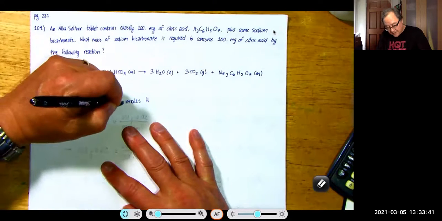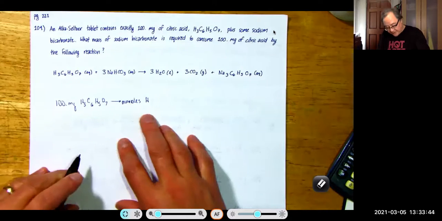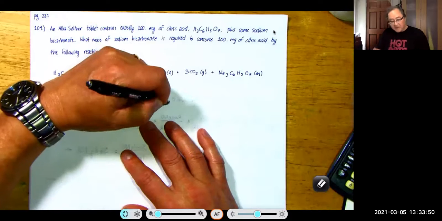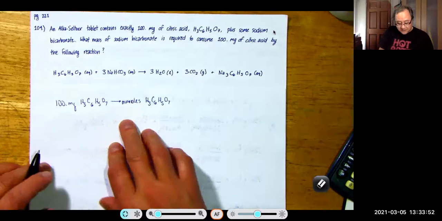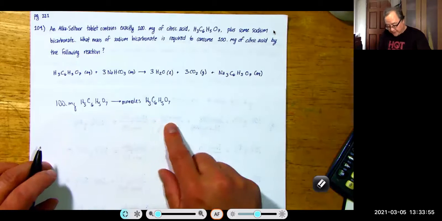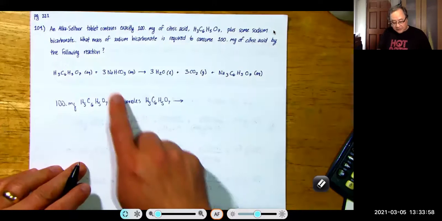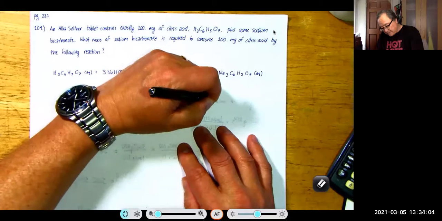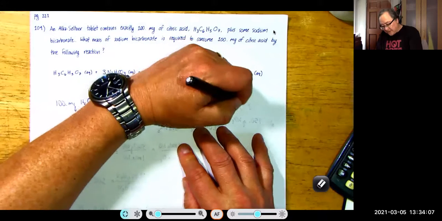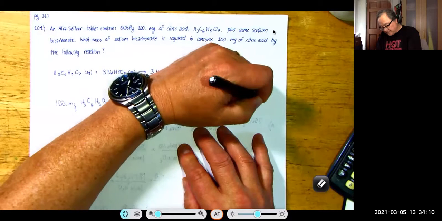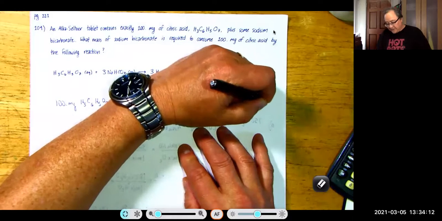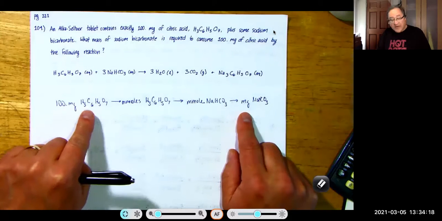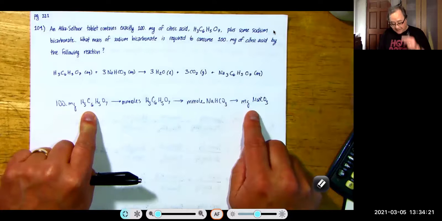So what is a millimole of citric acid? A millimole is a thousandth of a mole. So I'm going to take a thousandth of a gram and turn it into a thousandth of a mole. I'm going to turn this into millimoles of sodium bicarbonate, and then I'm going to turn this into milligrams of sodium bicarbonate. And when I get this in milligrams, it'll give me a sense of how much of the tablet is citric acid and how much of it is sodium bicarbonate.